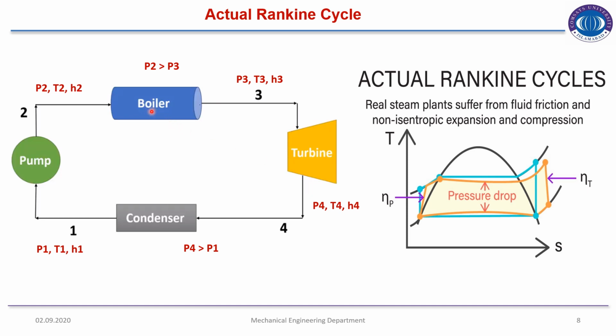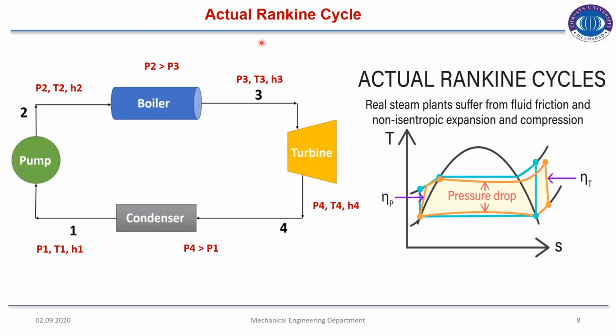Whereas process 2 to 3, in the boiler, is a constant pressure heat addition, an isobaric process. And process 4 to 1 in the condenser is constant pressure heat rejection, which is also an isobaric process, when we are talking about the ideal Rankine cycle. But now we are considering the actual Rankine cycle.